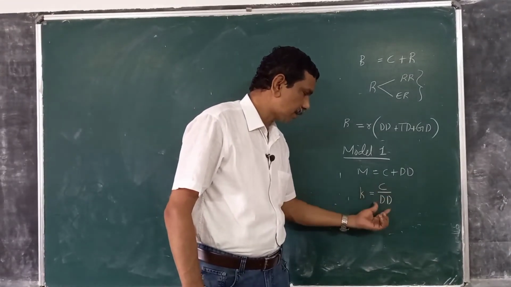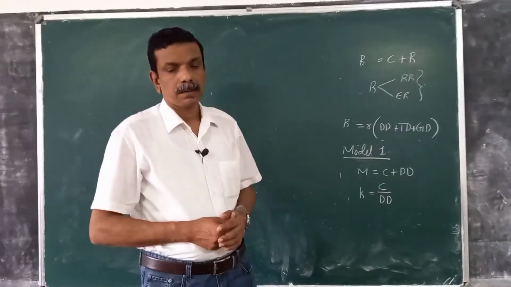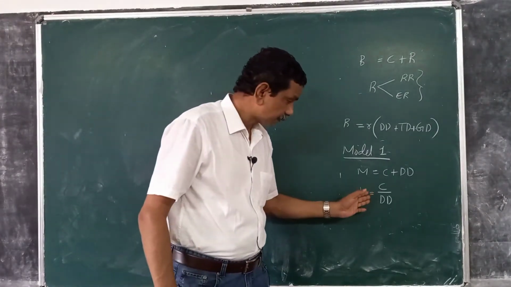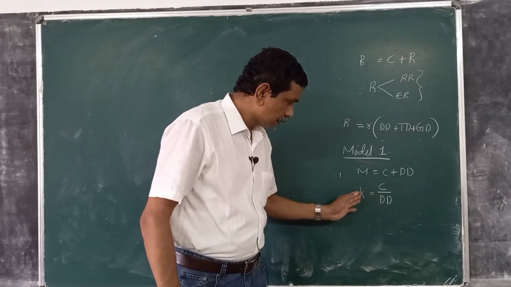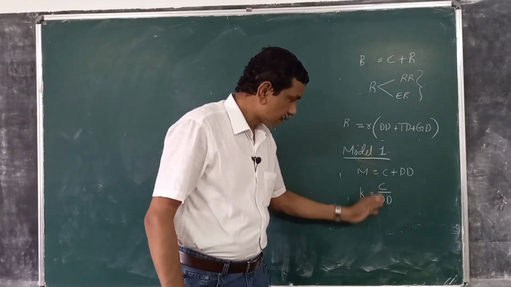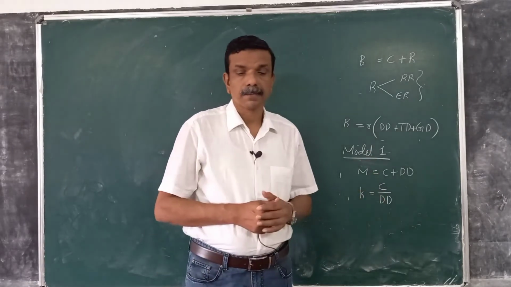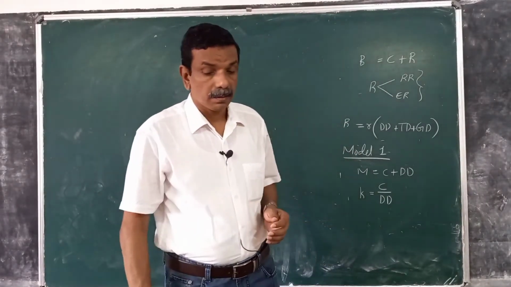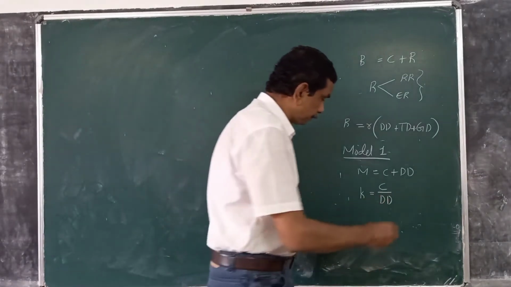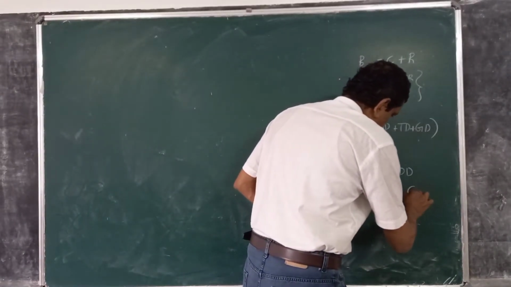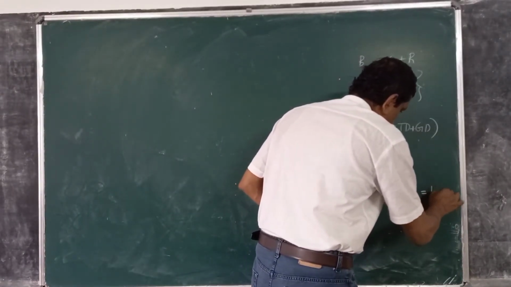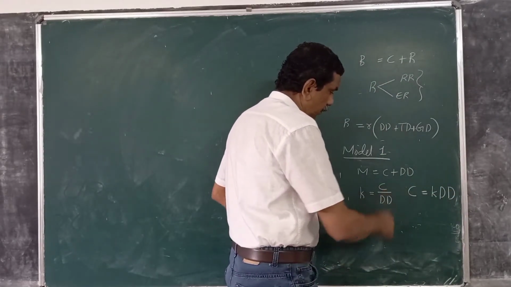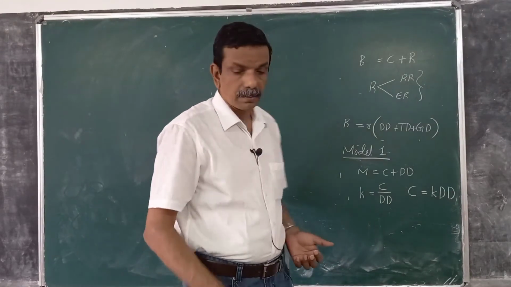K is equal to C by DD. That is the currency deposit ratio, C by DD, or C is equal to K into DD.